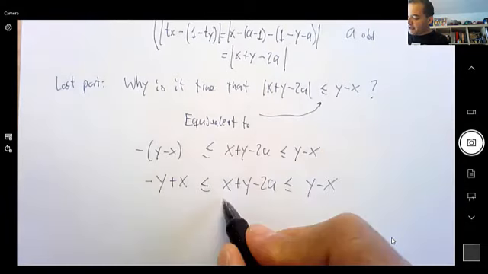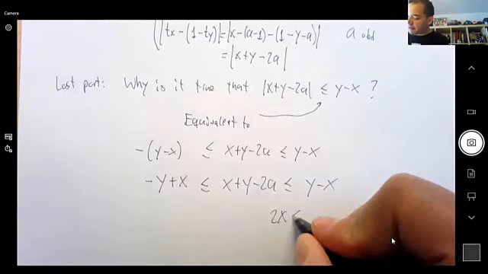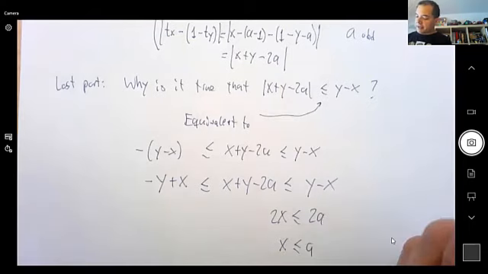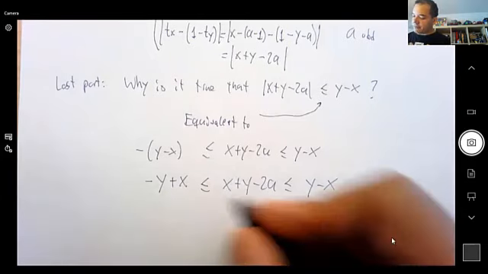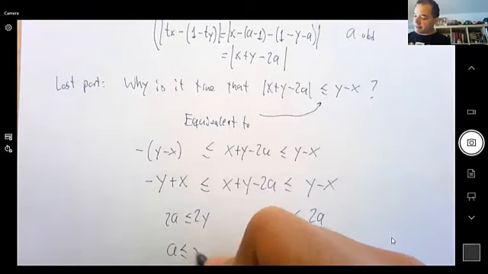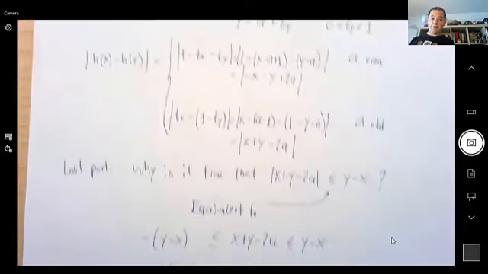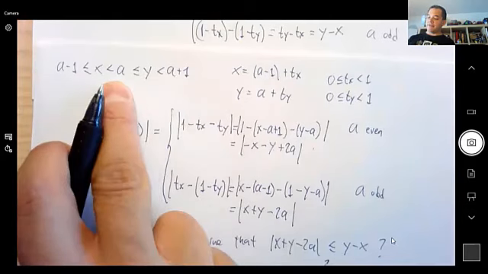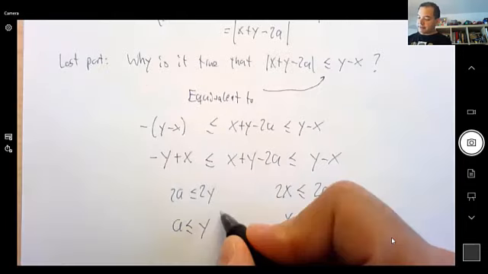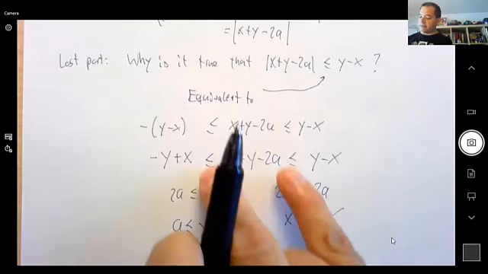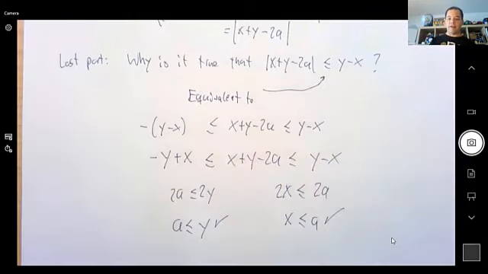Okay, this one over here, you can cancel the y's. The x goes that way, and it says 2x less than or equal to 2a, or x less than or equal to a. And this one, you cancel the x's, the 2y comes this way, the a comes that way, so this is 2a less than or equal to 2y, so a less than or equal to y. Now, are these two correct? And the answer is yes. Go back to the top, and you'll see that x was smaller than a, and y was greater than or equal to a. So these are correct and correct. So because these two are correct, then this one is correct, therefore this one is correct. Okay, so that's the end of that other inequality there. Good.